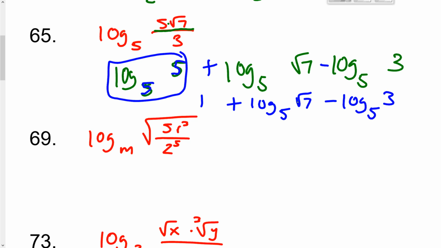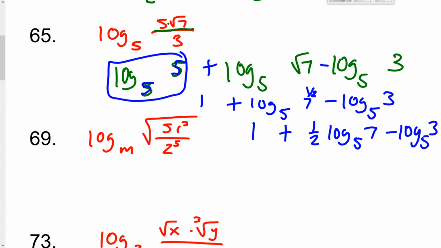Now you could take that root 7 and rewrite that as a fraction, as an exponent. So you could rewrite that as 7 to the 1/2. And now it's a 1/2. So now we could use the power property and move that exponent, being multiplied by the log. So probably the final answer in the back of the book is probably this: 1 plus a half times the log with base 5 of 7 minus the log of base 5 of 3.